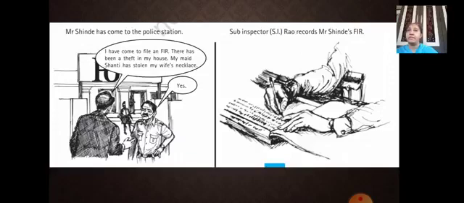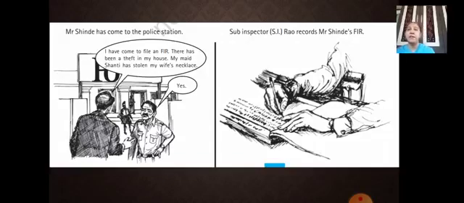Now what happened after that? What did Mr. Shinde do? Mr. Shinde has come to the police station. Then what did he do? I have come to file an FIR. FIR means, children, you know very well, first information report. There has been a theft in my house. My maid Shanti has stolen my wife's necklace.